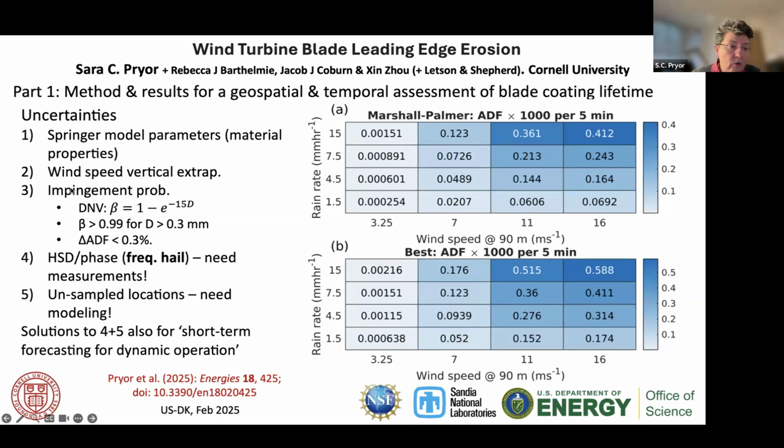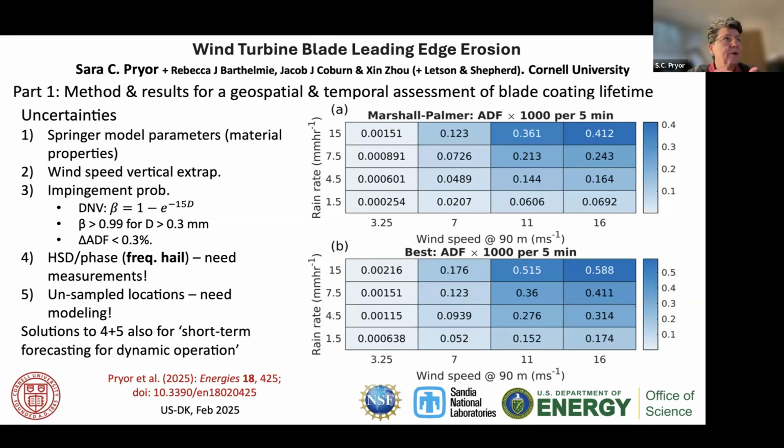We assume all droplets impinge on the blade, although we do take account of the fact that the blade is not always perpendicular to the droplets. Based on the DNV standard that's used in wind energy, that impingement probability of 1 is likely to be true. The last two are what I'd like to speak to with the rest of our time together.